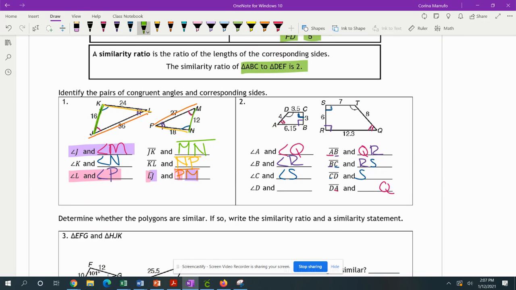And then last here we have angle D. So angle D has one big arc here, so that goes with angle T. Okay, those are congruent. So then where I see a D, I see a D here, that's T. I see a D here, this is T.